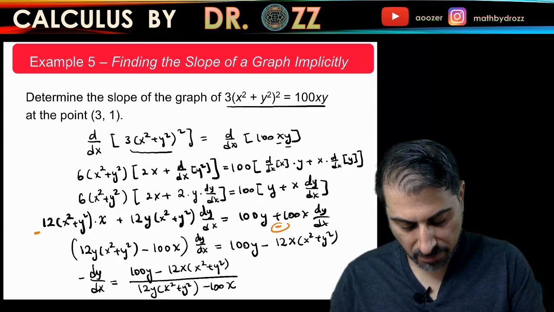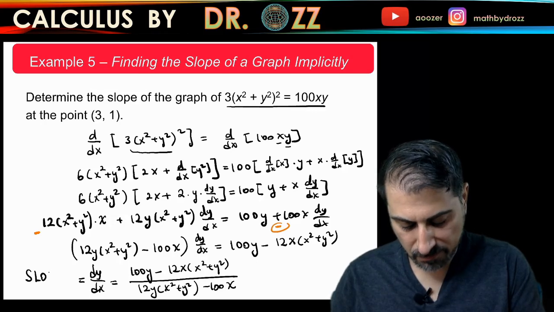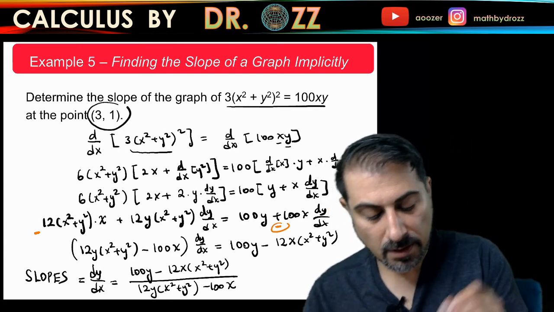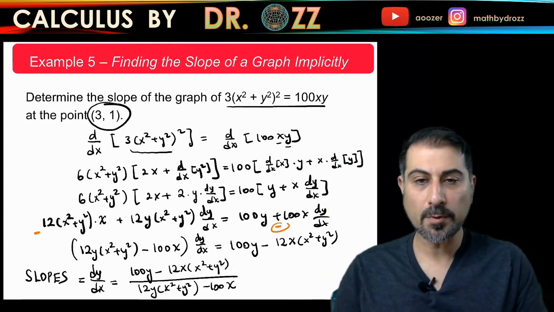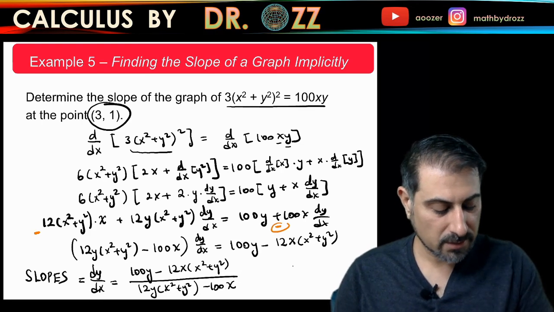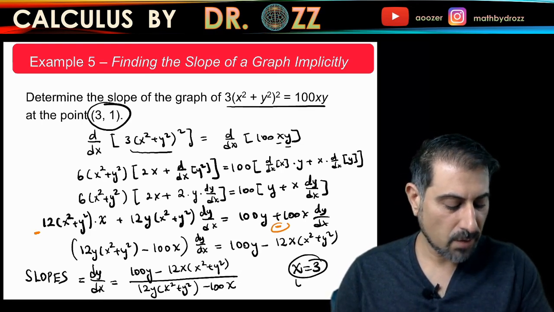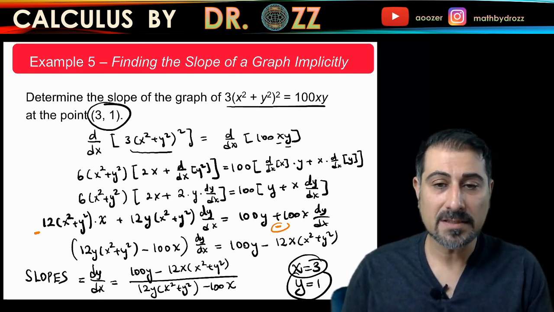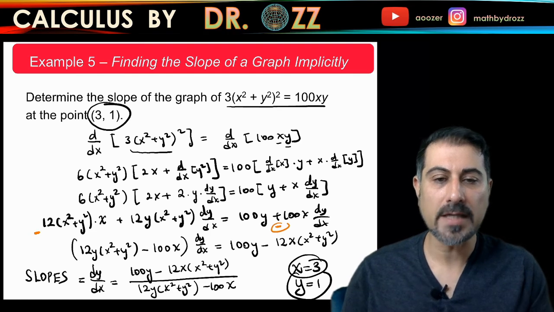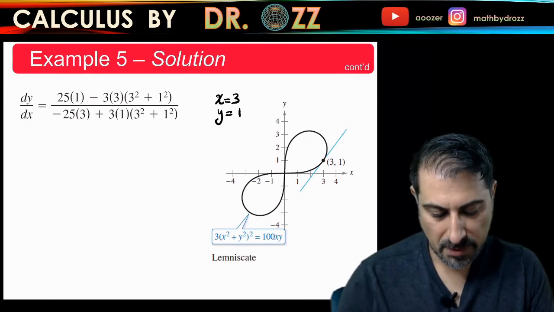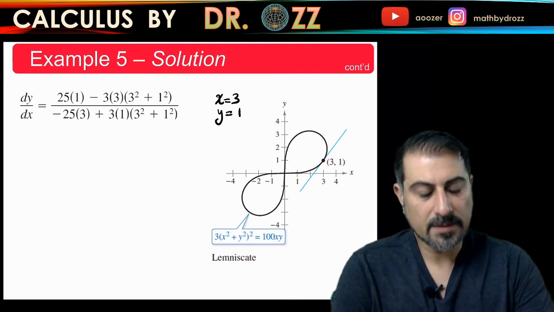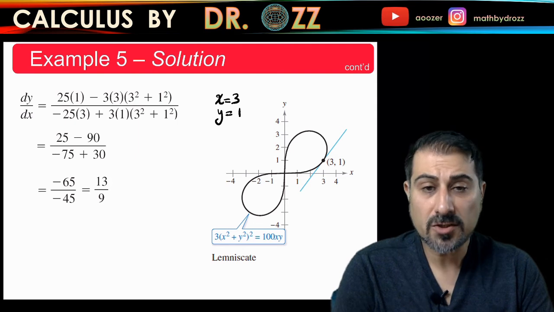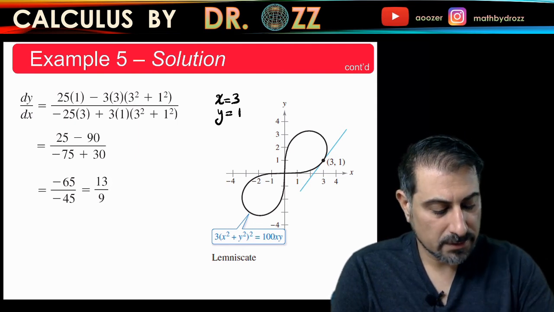All right, this dy over dx hides all the information about slopes, but in particular, we're interested in the slope of the tangent line at the point 3 and 1. 3 and 1 means that x equals 3 and y equals 1. So we're going to go ahead and evaluate dy over dx at 3 and 1. Here we go. So we substitute 3 for x and 1 for y, and we get that the slope of the tangent line is 13 over 9, and here is the blue line.